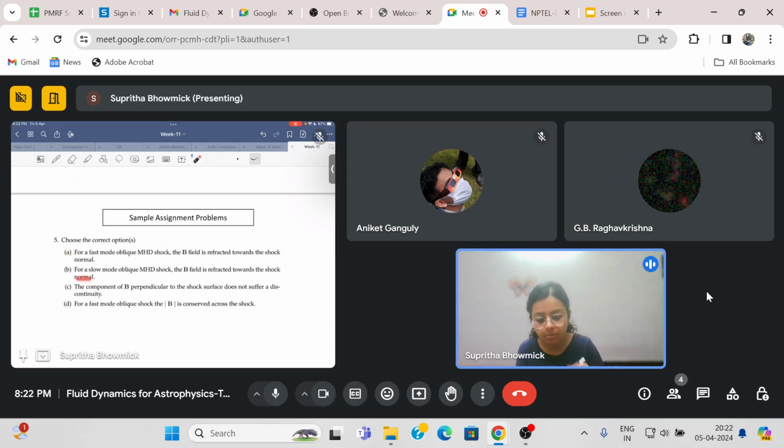For a slow mode with an MHD shock which is oblique, the B field is refracted towards the shock normal. True. B reduces, absolutely, because now we're dealing with a slow mode.